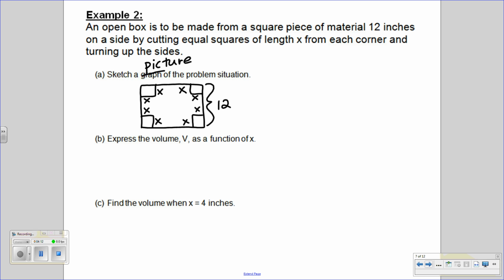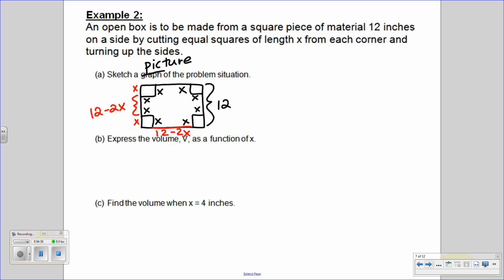So what's going to happen is when I fold it up then, now the length from here to here will be 12 minus 2x. Because this is length x and this is length x and the whole thing was 12. And on this side, from here to here is 12 minus 2x.